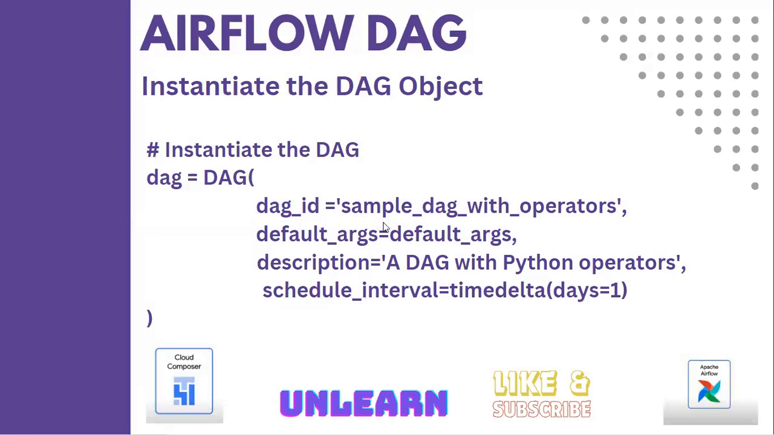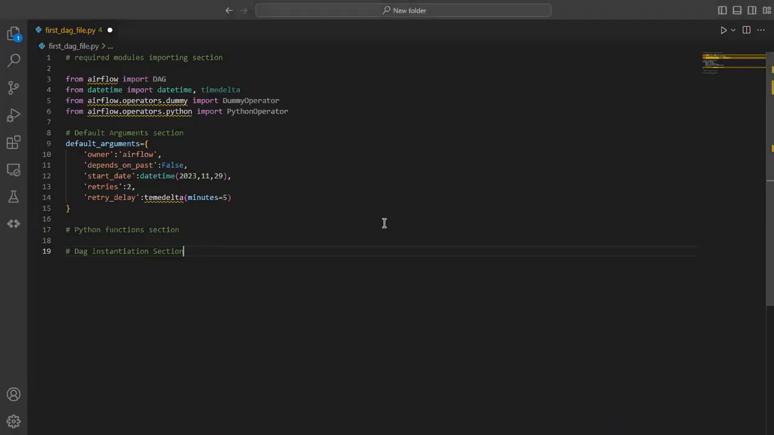So let us write the code for this one. The code is like this. You need to load this DAG instantiation in the DAG variable. For this, you need to provide the dag_id. The DAG ID is shampoo DAG, using Python operator.